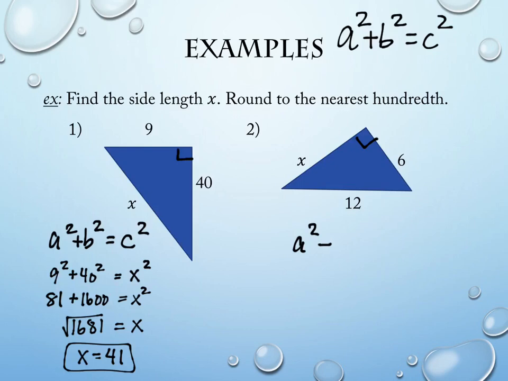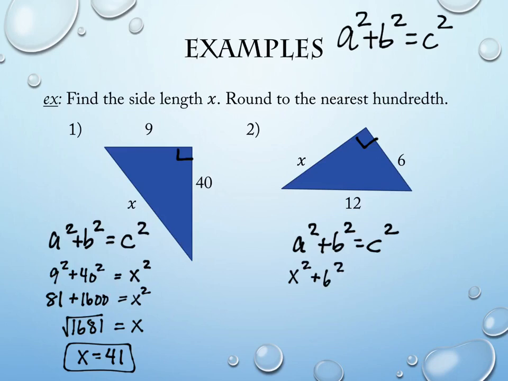On the second one, you identified that x, as it's presented in the problem, is a leg. That means it's the A or the B, and it doesn't matter which one you let it be. I'm just going to put it in for A. What would B equal if I do that? 6.